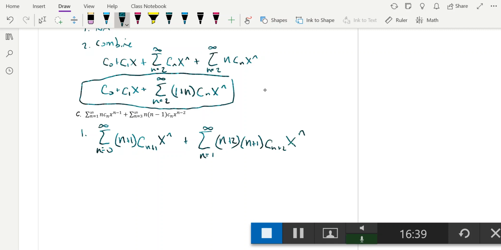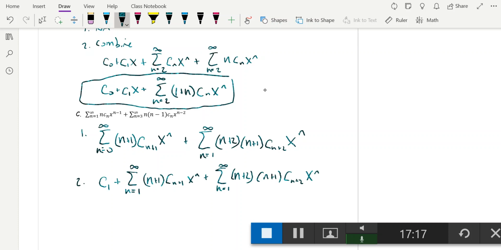Okay, step 2. This one starts at 1, this one starts at 0. To add them, I need to start them both at 1. So that means I have to pull off the 0 term of this first power series. So when n is 0, I get C1 plus the sum n equals 1 to infinity, n plus 1, Cn plus 1, x to the n. I'm just copying things down now. Sum n equals 1 to infinity, n plus 2, n plus 1, Cn plus 2, x to the n.